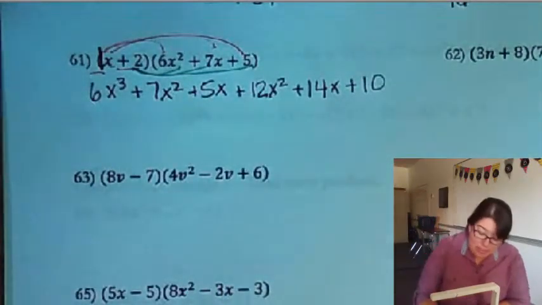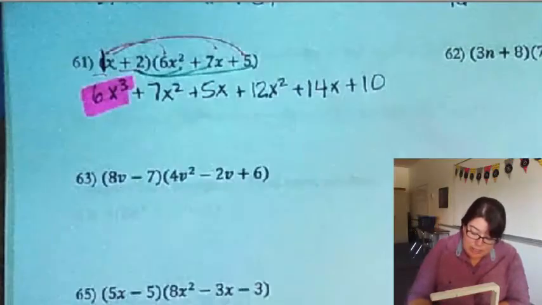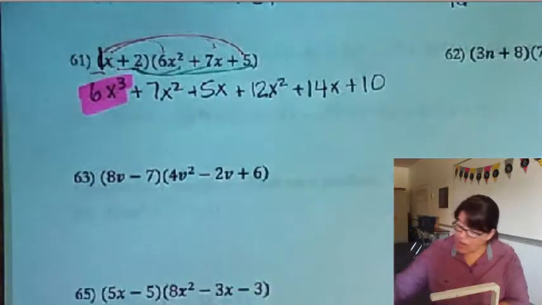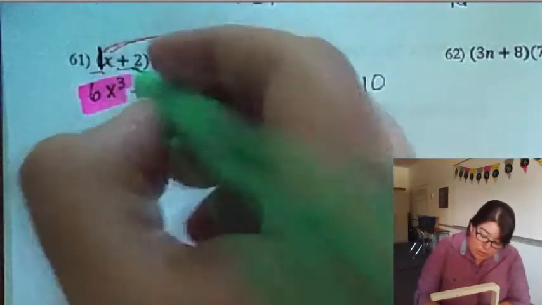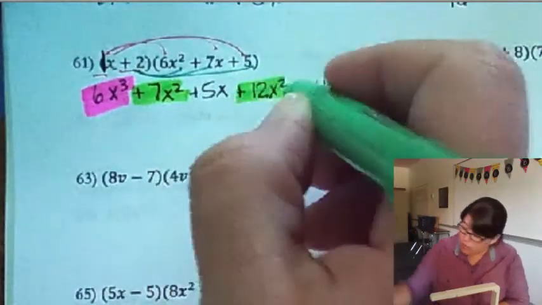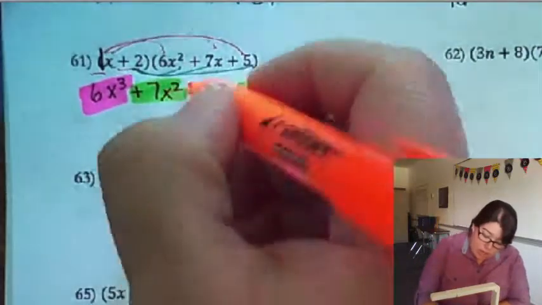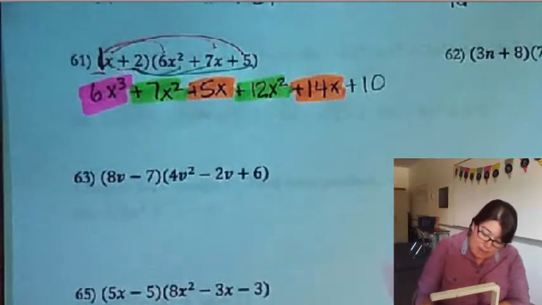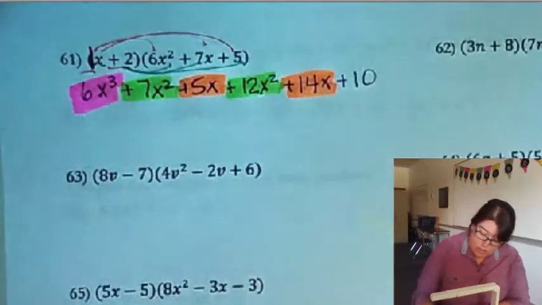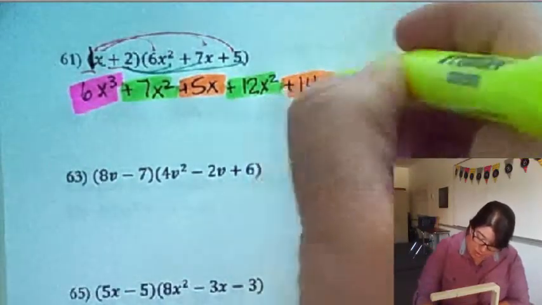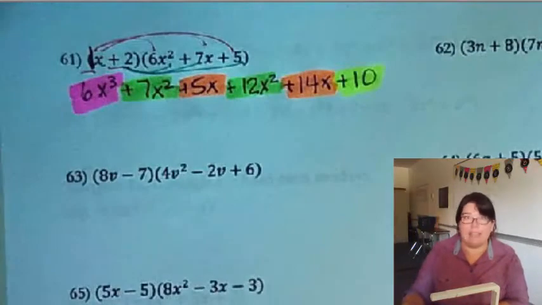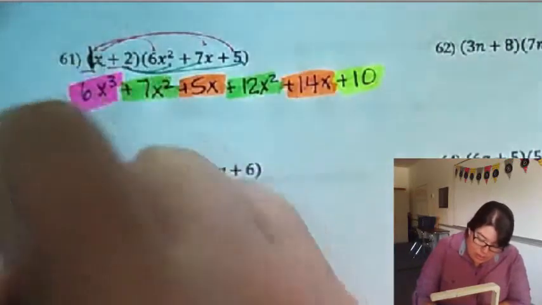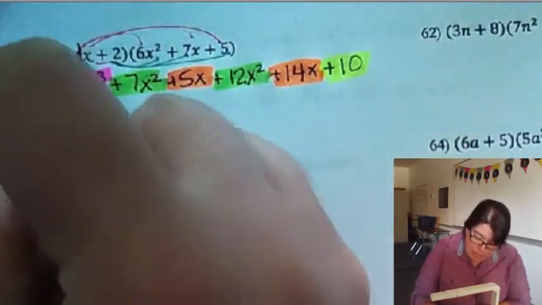Time to look for some like terms. I know my first term isn't going to have anything, but just to double check, yep, there's nothing there. And then my squared terms, x term, and my constant doesn't have anything either. So I should do that in a different color. I think I did them the same color in the last video. That was silly. Same color means they get combined. Those don't get combined. Okay, so 6x cubed, that's my pink.